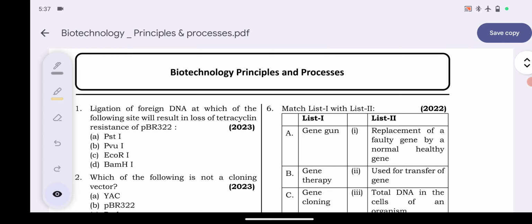Ligation of foreign DNA at which of the following sites will result in loss of tetracycline resistance of pBR322? Option A PstI, option B PvuI, option C EcoRI, option D BamHI. So here the answer will be option D, BamHI. The BamHI site is within the tetracycline resistance gene. If foreign DNA is inserted at this site, it would disrupt the tetracycline resistance gene, causing a loss of tetracycline resistance. So option D is the correct answer.